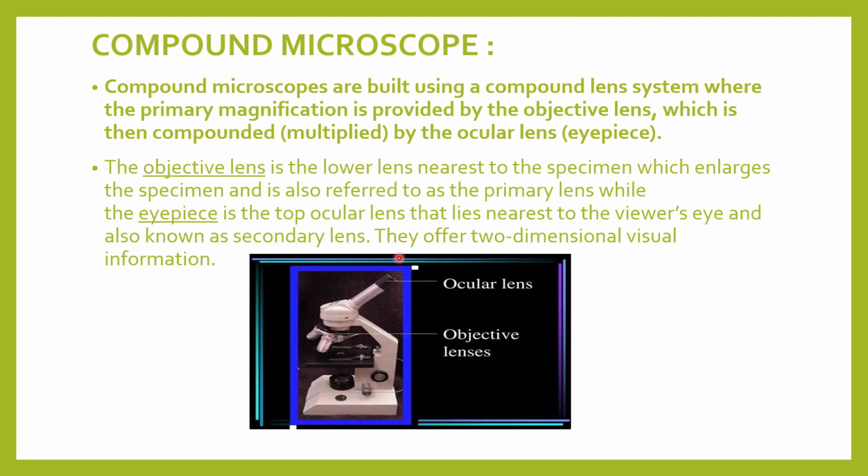The eyepiece is the top ocular lens, lies nearest to the viewer's eye, and is also known as the secondary lens. They offer two-dimensional visual information. So apart from the primary lens we have a secondary lens which is called the ocular lens. This ocular lens is also called the eyepiece because it is nearest to the viewer's eye. You completely see through this ocular lens itself, and that's the reason it's called the secondary lens. These are the two main lenses which are used in compound microscopes.